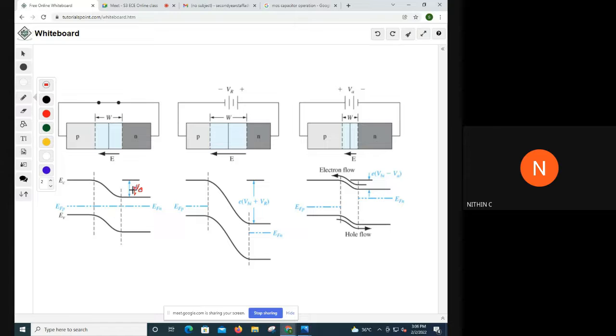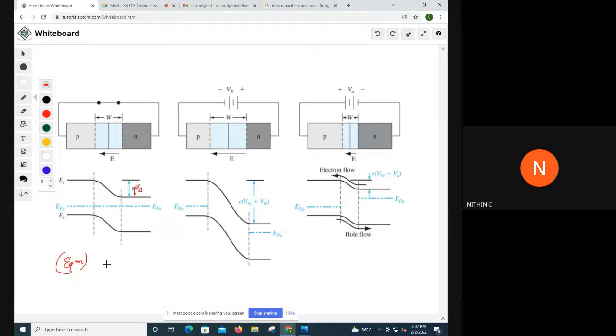What is the speciality of the energy band diagram at equilibrium in the case of a PN junction diode? What is the point that you should focus on? What is the speciality of this figure? Yes, EF will remain the same. That is, EFP and EFN will be on the same line.